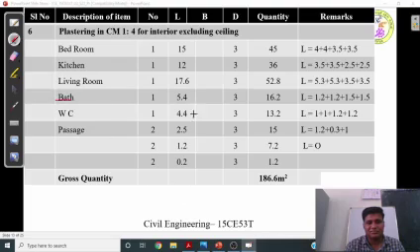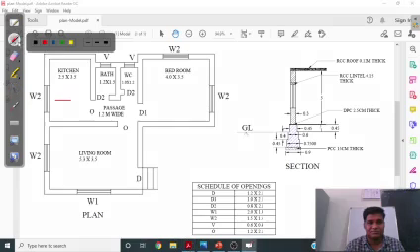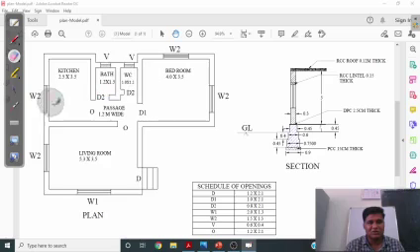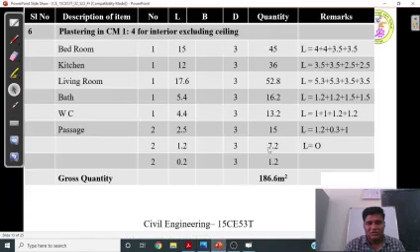Similarly, the bathroom. In the bathroom, this is 1.2 and this is 1.5, again 1.2 and 1.5. So here 1.2 plus 1.2 plus 1.5 plus 1.5 will come to 5.4 meters. In the same manner, all the internal walls of the water closet will also be calculated, and the height of 3 meters is multiplied. Next, very important, coming to the passage.